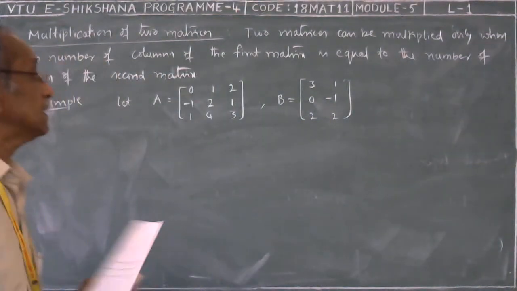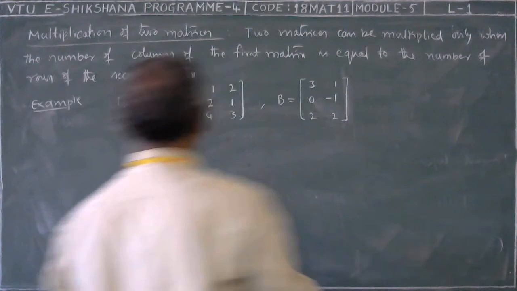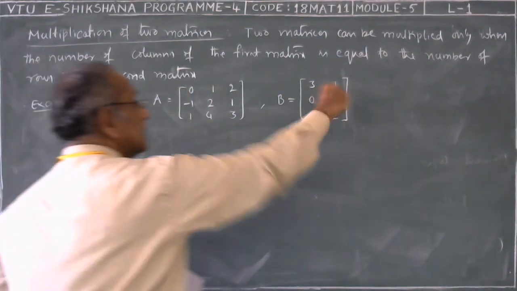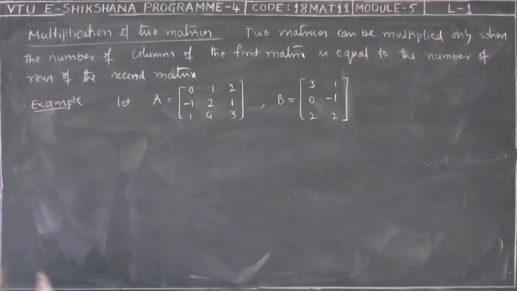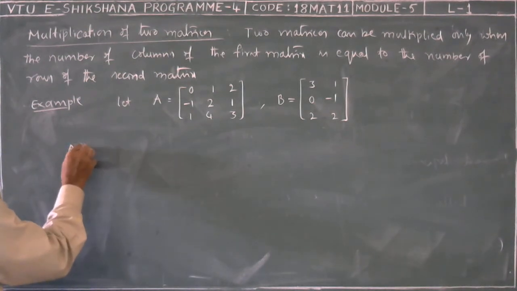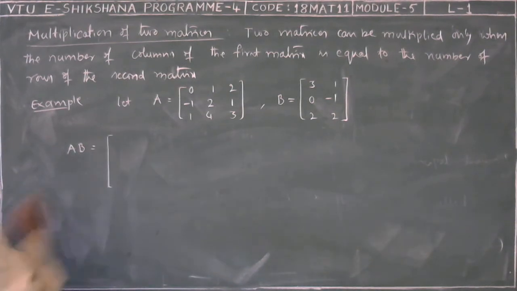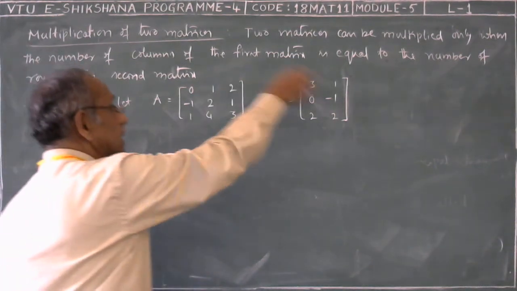You just see it? Number of columns, 1, 2, 3. Number of rows, 1, 2, 3. There are 3 columns in A and 3 rows in B, so it can be multiplied. So A into B is compatible for multiplication. You know how to do the multiplication, row by column.